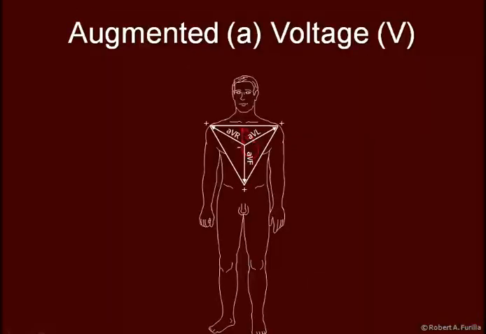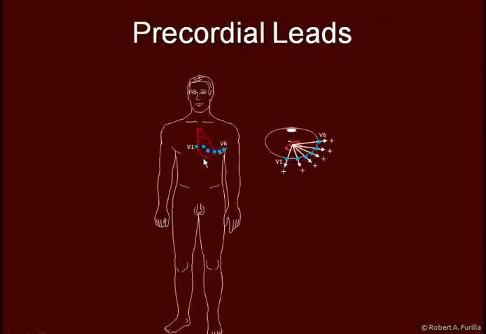Cardiologists use several other leads. The augmented voltage leads, labeled AVR, AVL, and AVF for right, left, and foot, give us 3 more angles. So now we have 6 angles to get an image of the frontal plane of the electrical activity of the heart. Another placement of electrodes is called the precordial leads, and here we see V1 through V6, looking down through a transverse section.